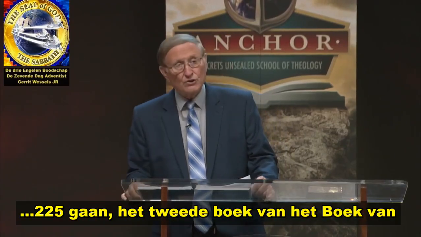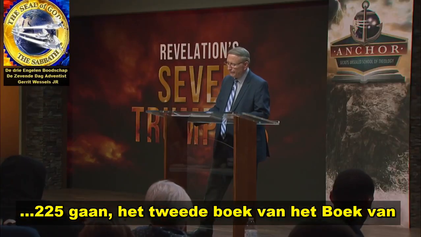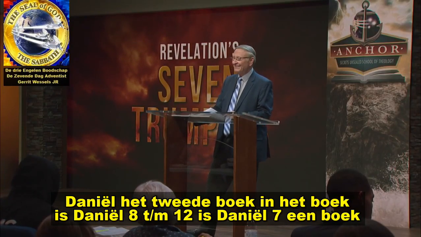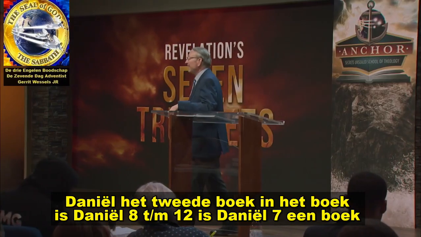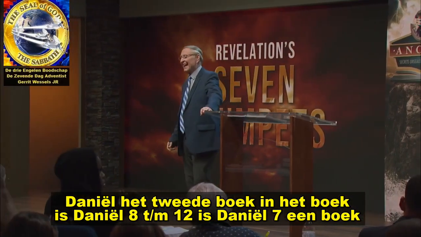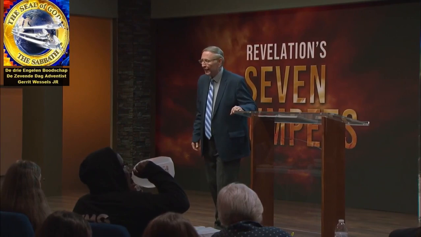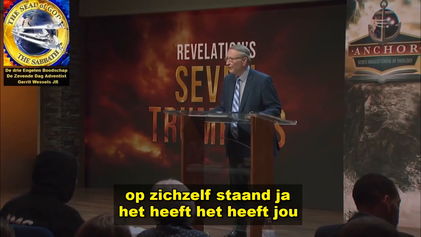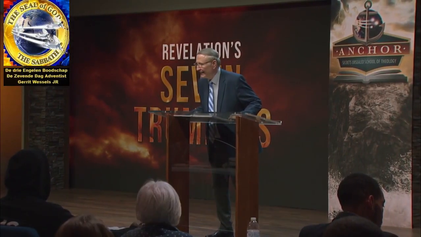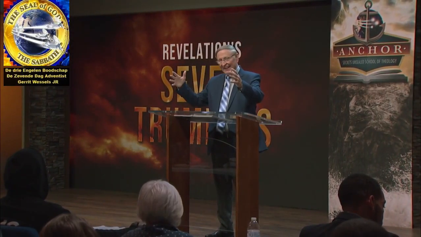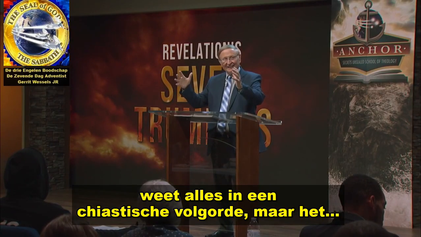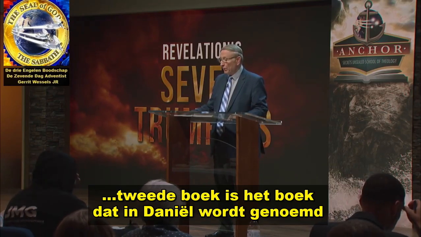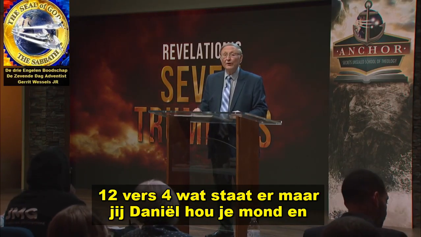Now let's go to page 225. The second book of the book of Daniel. The second book in the book is Daniel 8 through 12. Is Daniel 7 a book? Self-contained? Yes. It has everything in a chiastic order. But the second book is the book that is mentioned in Daniel 12, verse 4.